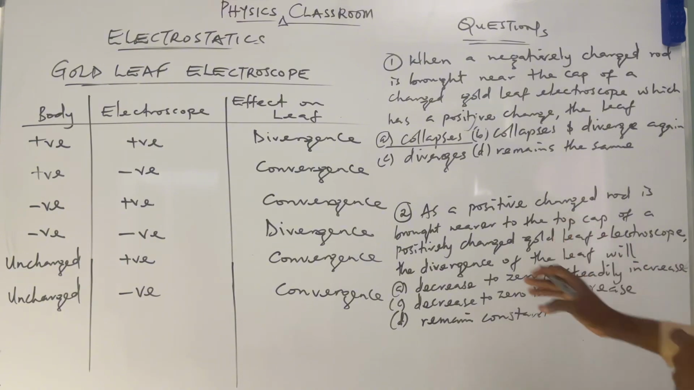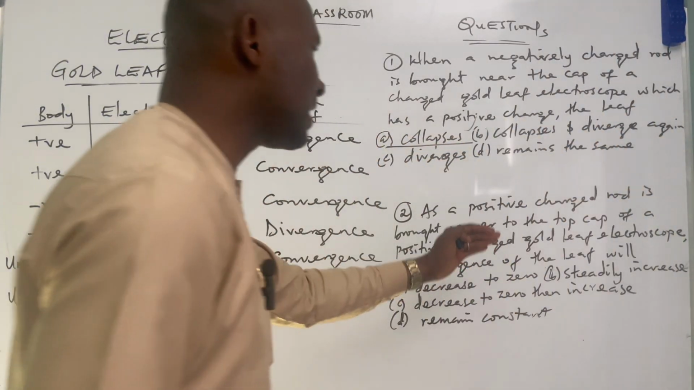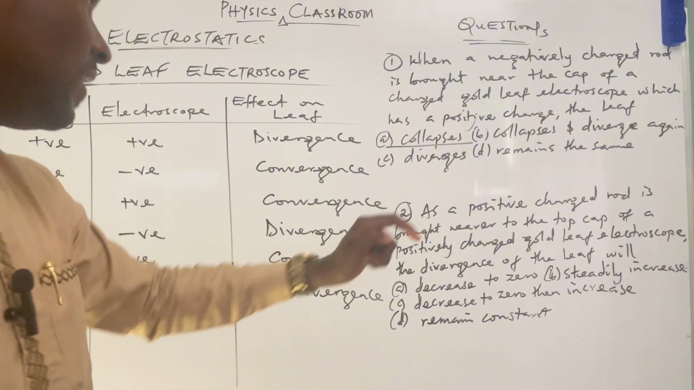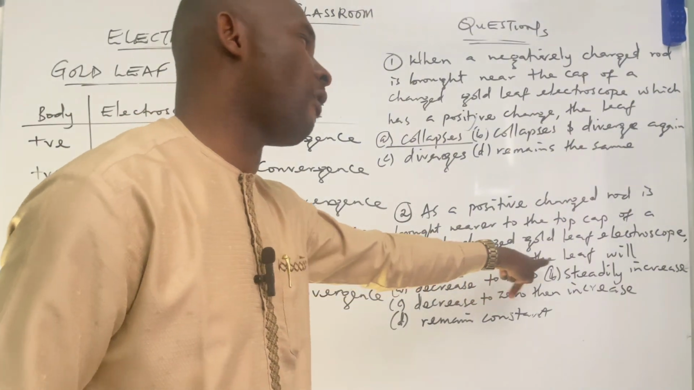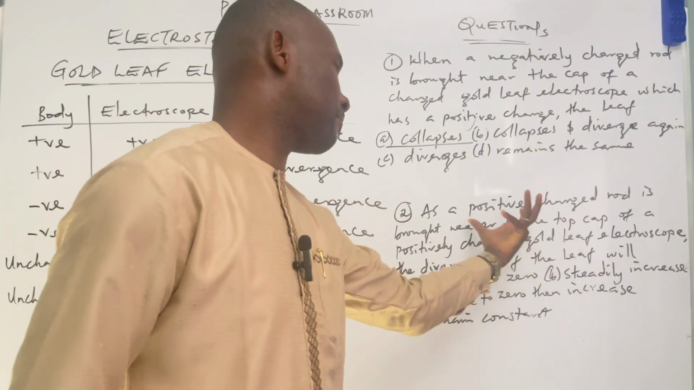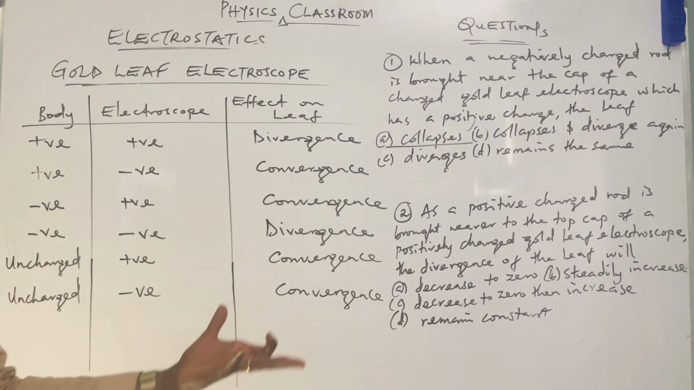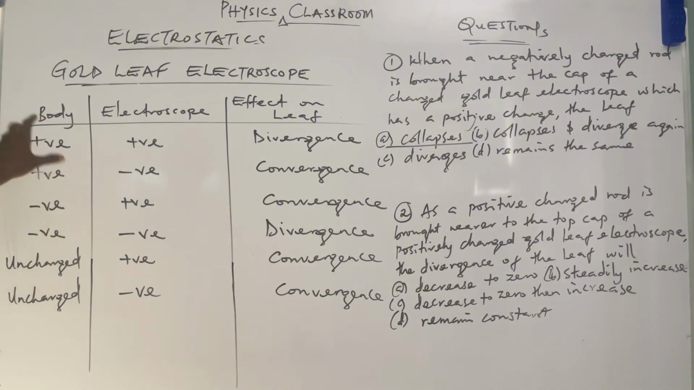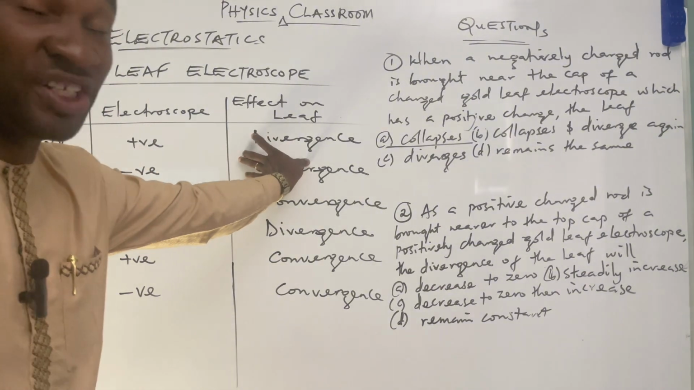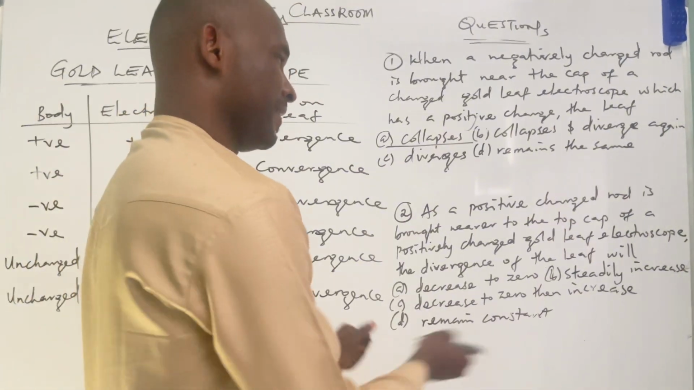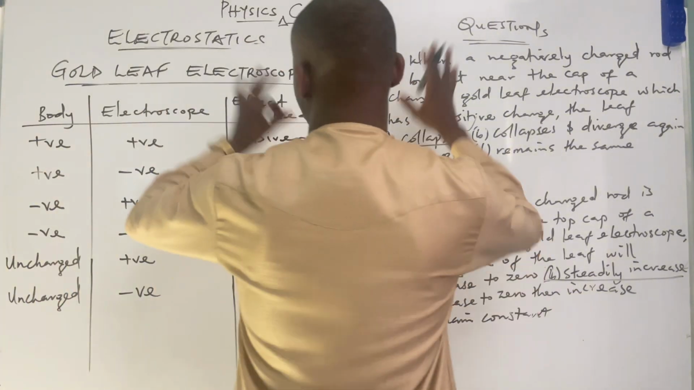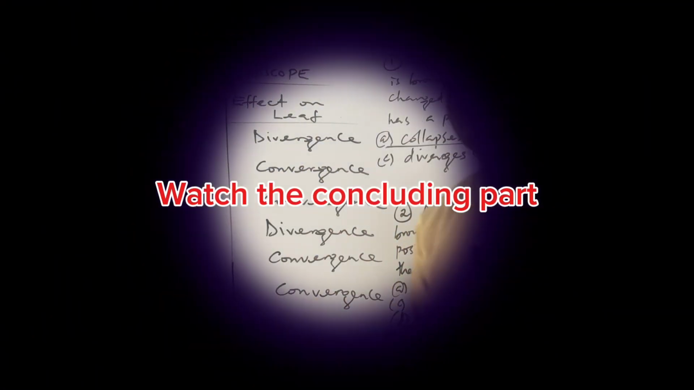Then question 2 says, as a positively charged rod is brought nearer to the top cap of a positively charged gold leaf electroscope, the divergence of the leaf will, take note, the body is positively charged. Likewise, the gold leaf. So we have positive, positive. Positively charged body, positively charged gold leaf electroscope. What happens? There is divergence. So the divergence will increase steadily, which is option B. That's correct. So that's that about that. We move to the next aspect, which is Coulomb's law.